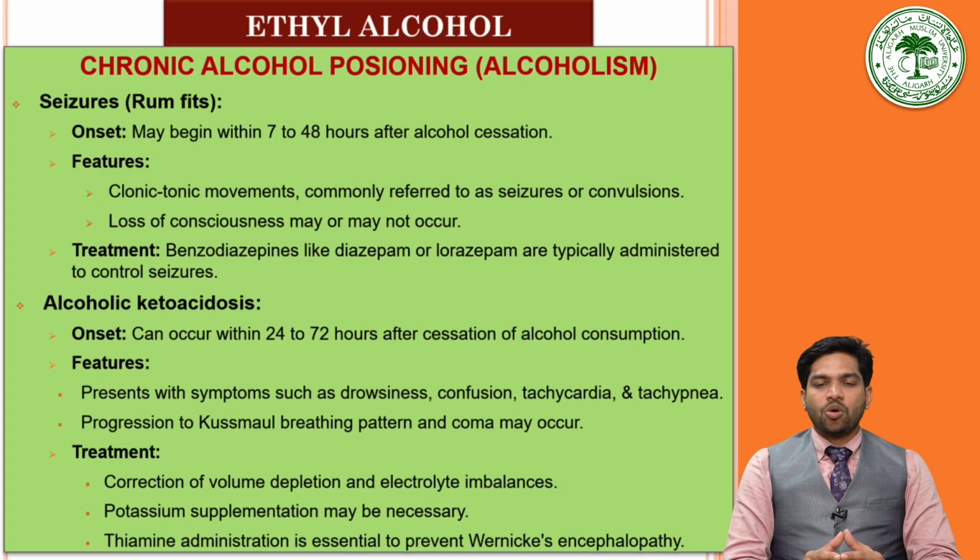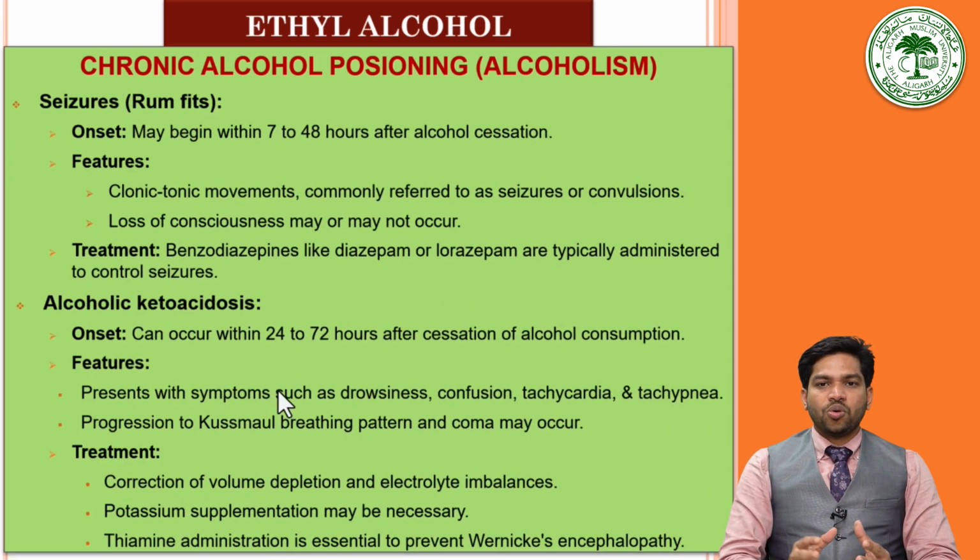Then alcoholic ketoacidosis is another syndrome that occurs 20 to 74 hours after the cessation of alcohol consumption. Features of alcoholic ketoacidosis are drowsiness, confusion, tachycardia and tachypnea. It may progress to Kussmaul's breathing pattern and coma may occur. Treatment of alcoholic ketoacidosis is correction of volume depletion and electrolyte imbalances. Potassium supplementation may be necessary and thiamine administration is essential to prevent the development of Wernicke's encephalopathy.